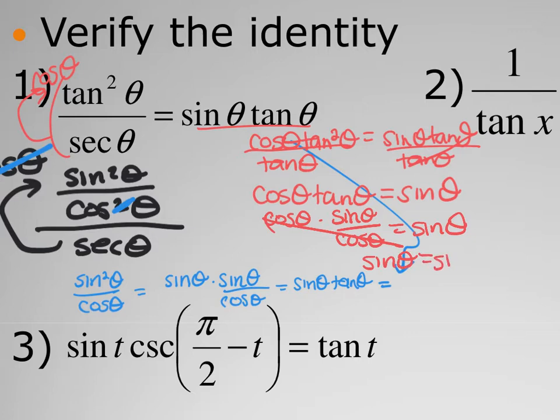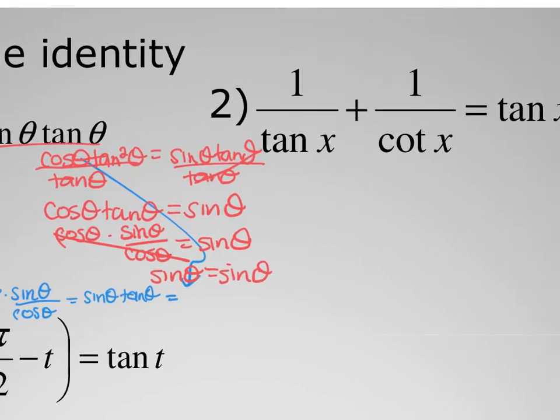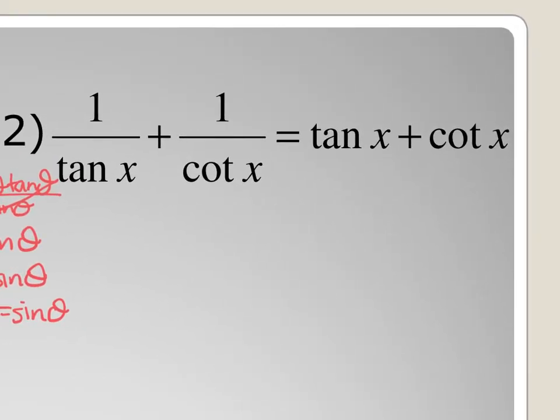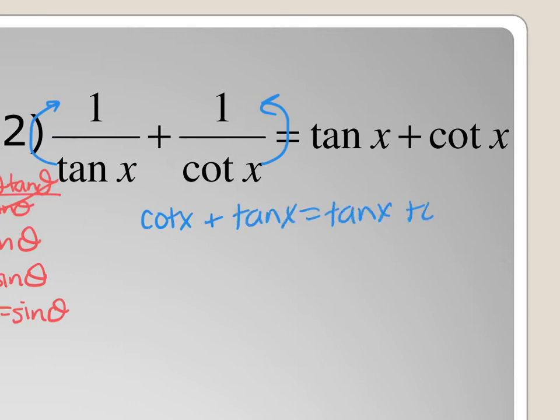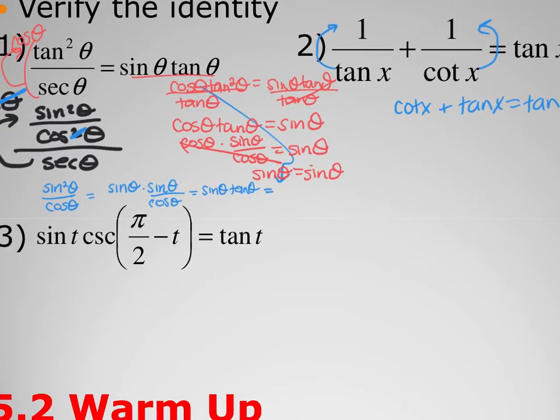That works too. All right, number 2. Hopefully you took the easy route, which is just move them, right? If I move them, tangent becomes cotangent, cotangent becomes tangent, and order on addition doesn't matter. So you can take it to the next step, but you don't even need to, okay? Order does not matter on addition or multiplication.